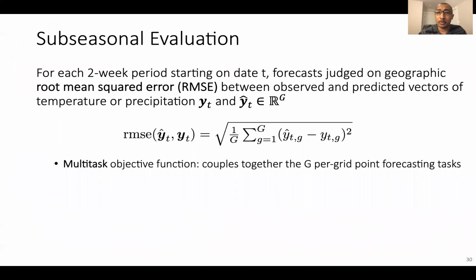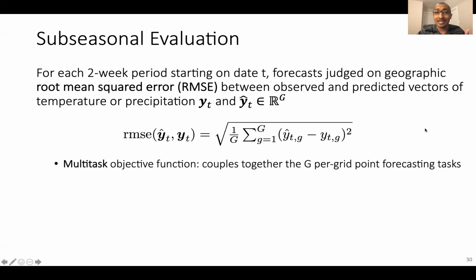Okay, so how are we evaluating ourselves on this task? Well, I said that we're making 514 different predictions. You can view those predictions as a big vector of numbers. Similarly, there's a big vector of ground truth numbers. So we'll call the vector of ground truth YT for any given target date. Our predictions are Y hat T. And we're measuring quality in terms of root mean squared error, geographic root mean squared error. So that's the average squared error across all grid points, square rooted.